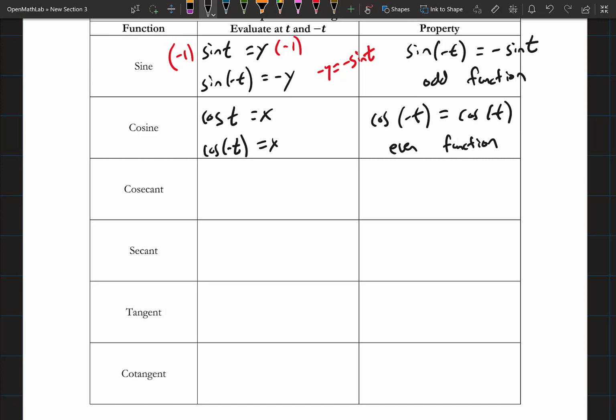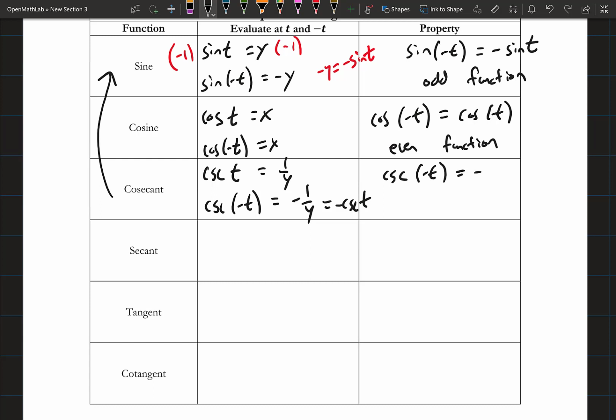So cosecant of t is equal to 1 over y. It turns out that cosecant of negative t is equal to negative 1 over y, which would be equal to negative cosecant of t. Same rationale as with sine. So in other words, cosecant of negative t is equal to negative cosecant of t. So that means that this is an odd function.